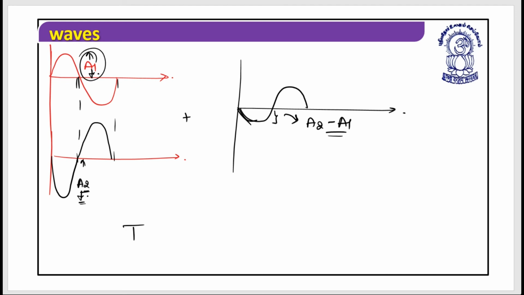And this is an example of destructive interference.